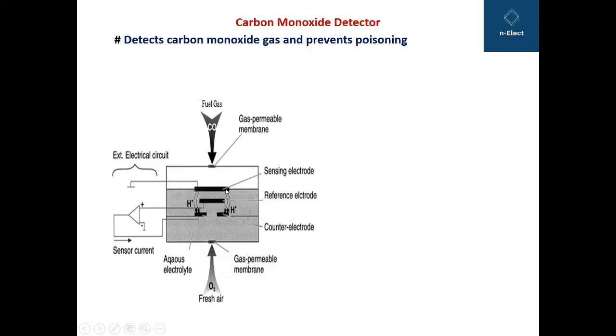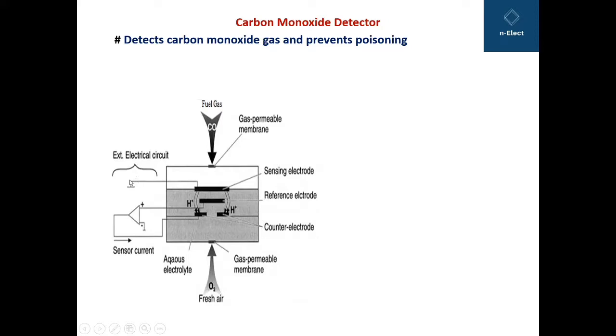Then we are moving on to the carbon monoxide detector. Here the circuitry or diagram for the carbon monoxide detector is shown. Here the fuel gas, which consists of CO, is introduced through this gas permeable membrane. Here three electrodes are provided: one is the sensing electrode, a reference electrode, and the counter electrode. The aqueous electrolyte solution is there inside, where all these three electrodes are immersed, and fresh oxygen through the air is introduced from the gas permeable membrane.